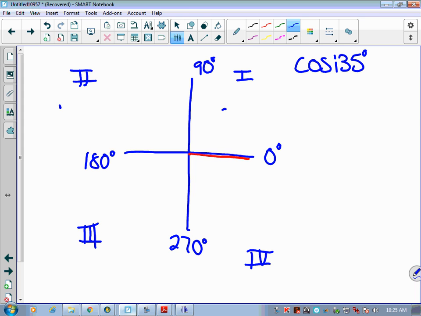2. So my terminal side is here, correct? Yes? Okay. So what we're saying is that from here to here is 135 degrees. Now, what I want to do is use the unit circle to finish this triangle. Now, if this is 135, what is my reference angle?